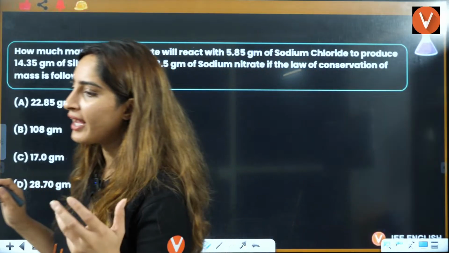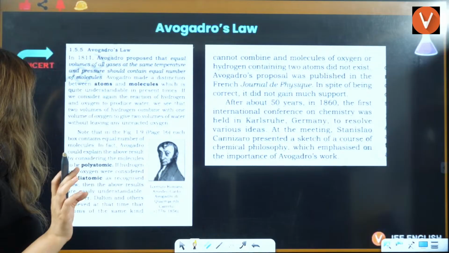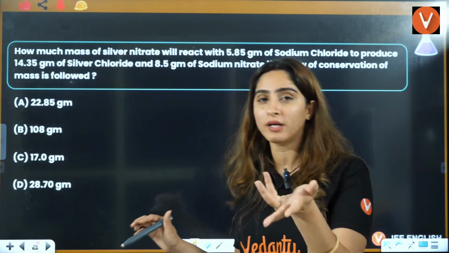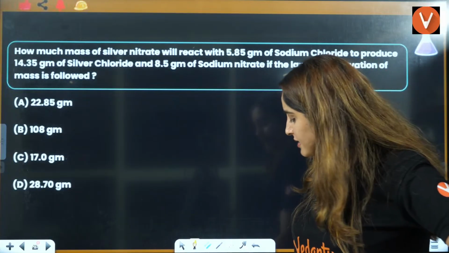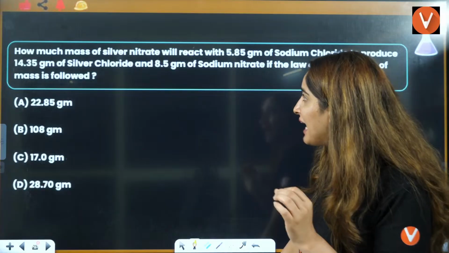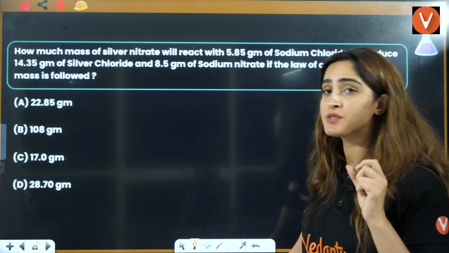Okay. Why am I not asking you to read it out in full? Because once we have gone through Avogadro's number and the mole concept, that will be more clear to you, right? Now let's understand this. How much mass of silver nitrate will react with 5.85 gram of sodium chloride?